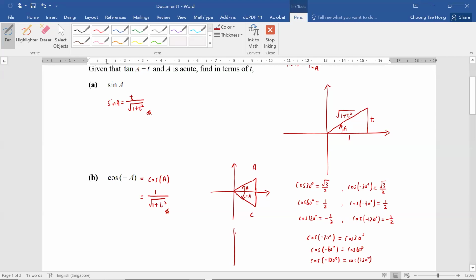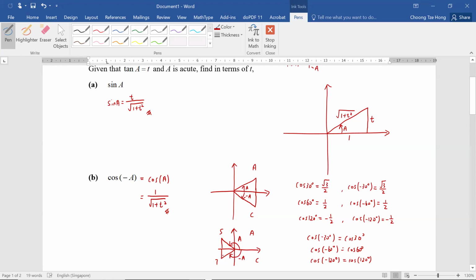Okay, then you will be thinking, does this also work if A is in the second quadrant? So if A is in the second quadrant, then it will be here, right? If A is in the second quadrant, then negative A will actually be in the third quadrant. Okay, so A, S, T, C. So you can see in the second quadrant and the third quadrant, cosine are both negative. In the second quadrant, cosine A is negative.